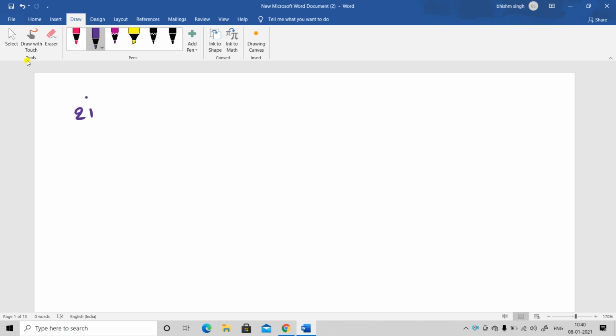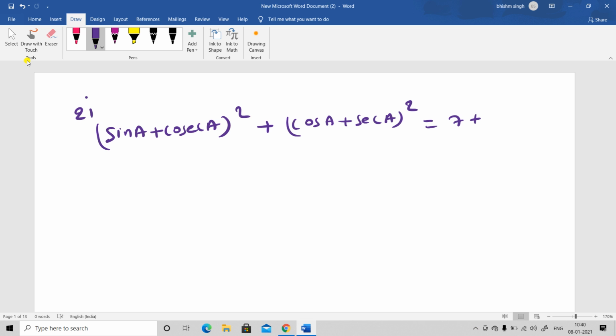Question number 21 is: (sin A + cosec A) whole square plus (cos A + sec A) whole square. This is the LHS, and that is equal to 7 + tan square A + cot square A. This is the right hand side.